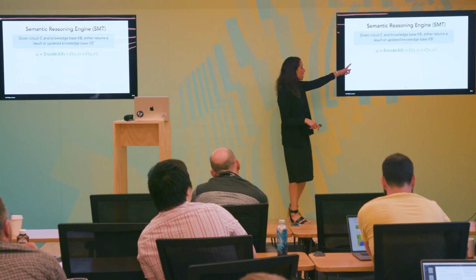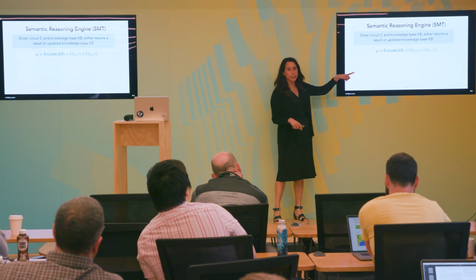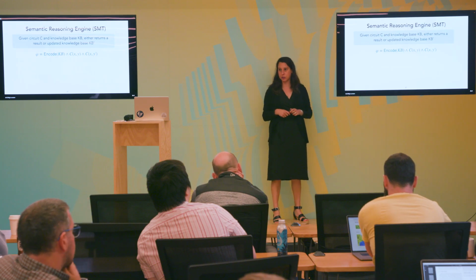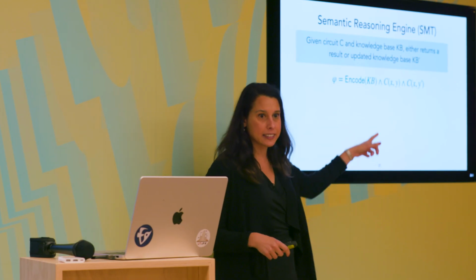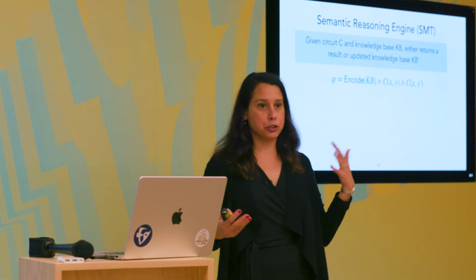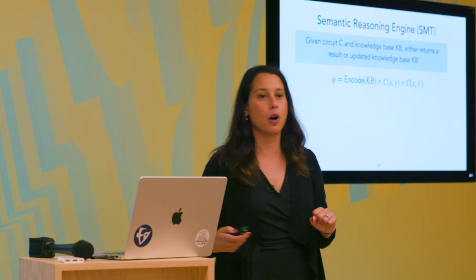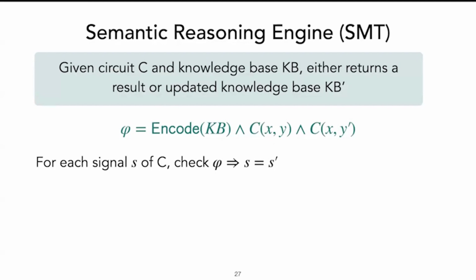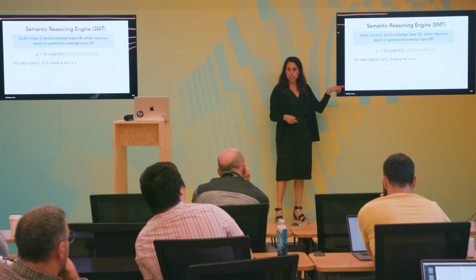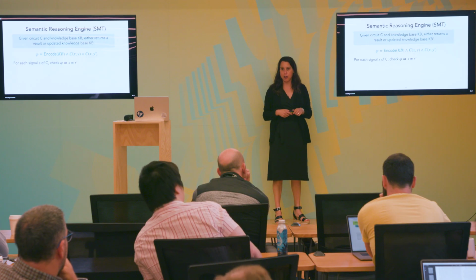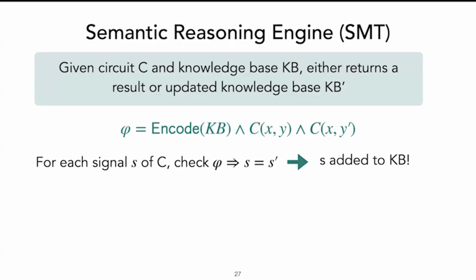So we have 1 copy of the circuit over output variables y, and another copy over a different set of output variables y prime. And note that they all share the same x because we're trying to reason about what happens if they have the same input x: can they have different outputs y and y prime? And then once we have this formula phi, for each signal s of C, we're going to check whether our formula implies s is equal to s prime. And again, s here is referring to the signal in the first copy and s prime in the other copy. And if that's the case, that means s is deterministic, so it's going to be added to our knowledge base.